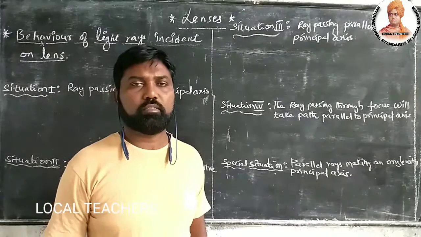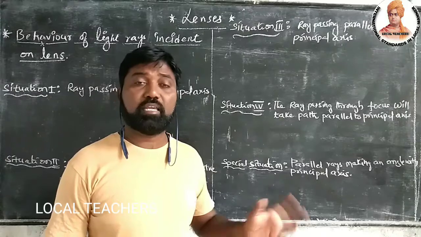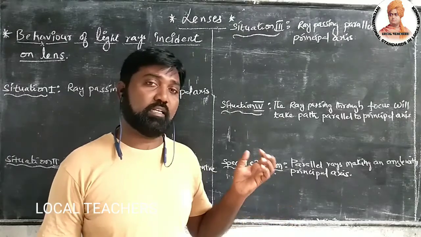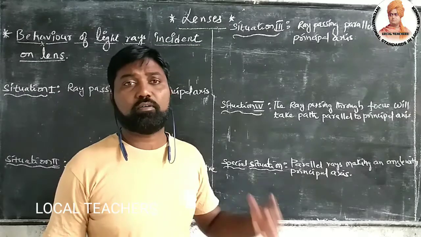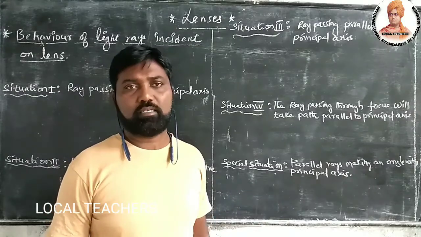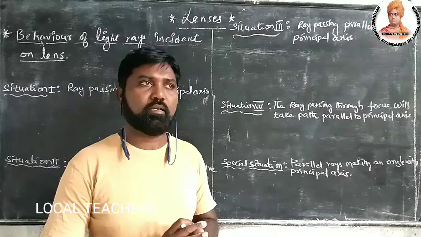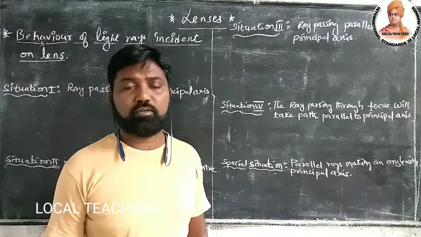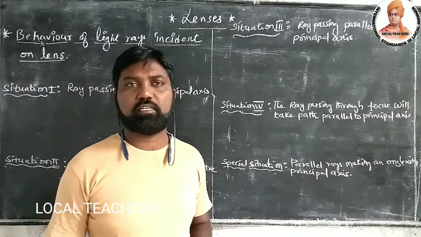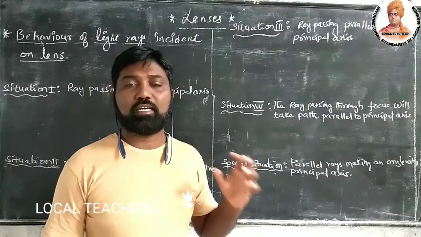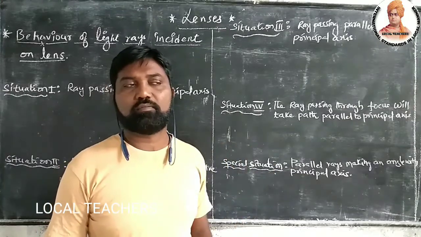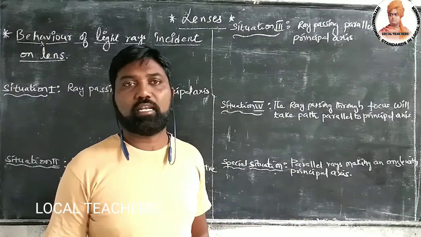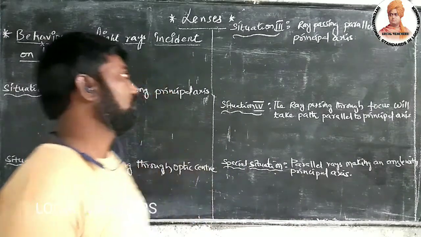Now we are going to discuss the behavior of light when it is incident on lenses. What is going to happen? Let us see. For a full analysis, we are going to consider four situations, by which we analyze what happens when light falls on a lens.